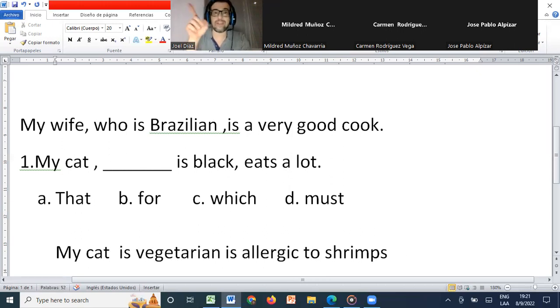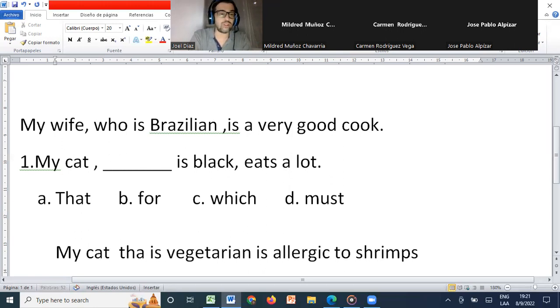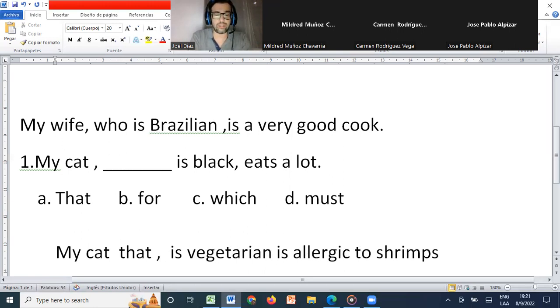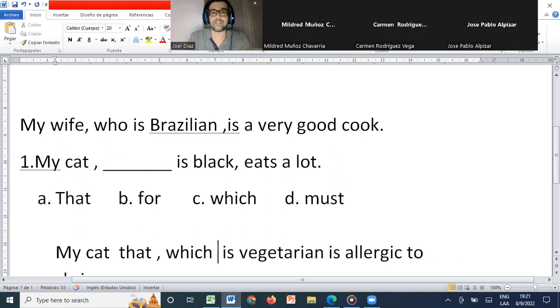If it doesn't have any commas, that means that it is essential, that it is defining, right? So in this case, we can say my cat, and you can choose whatever you want, that or which, it will be the same, okay? Is it clear now? I just really wanted to take the time to explain this to you because this is going to be part of exercise 1 in the test, right?